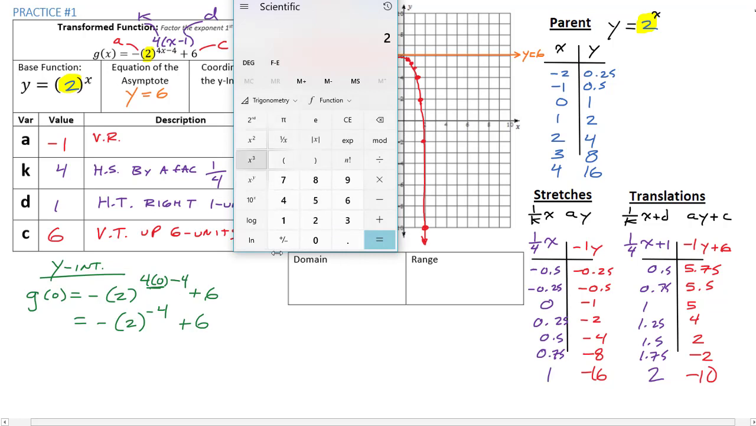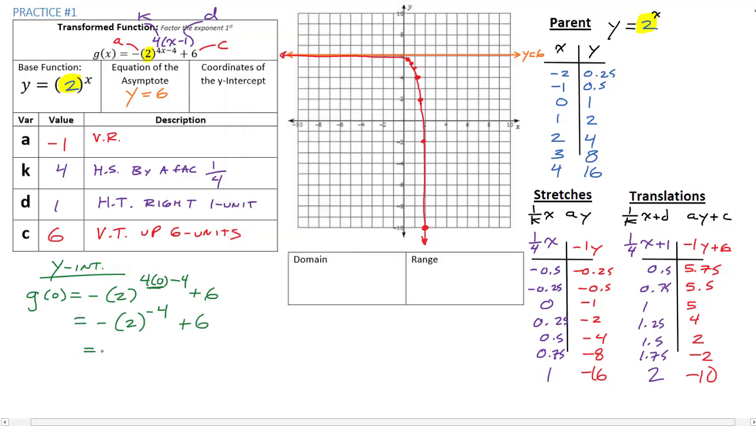So let's go. What's 2 to the power of -4? There we go. We're going to times that by -1, or just put a negative in front of it, right? And then let's add 6 to it. And we're going to get a really tiny decimal, about 5.9375. Actually, exactly that, right? So I want to be technical. It's really that whole decimal. Oops, not negative.